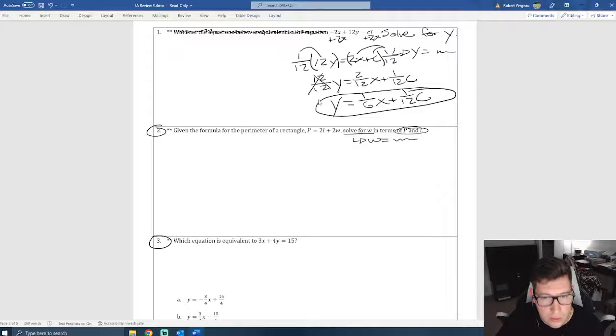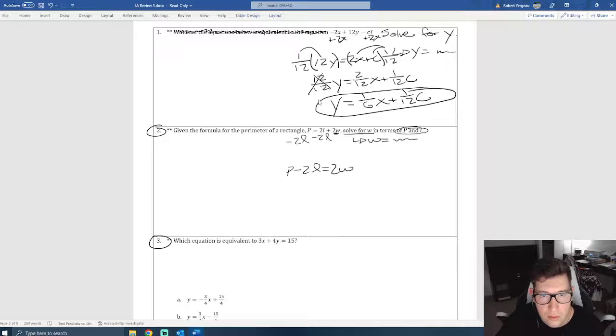And so I need this term right here. This term, it's got to be alone. And so I got to get that 2L out of there. And so I'm going to subtract 2L on both sides. And so what I'm going to find is that P minus 2L is going to be equal to 2W.